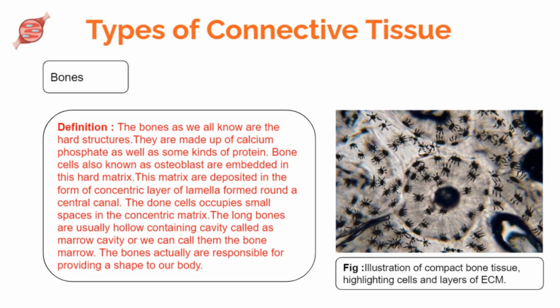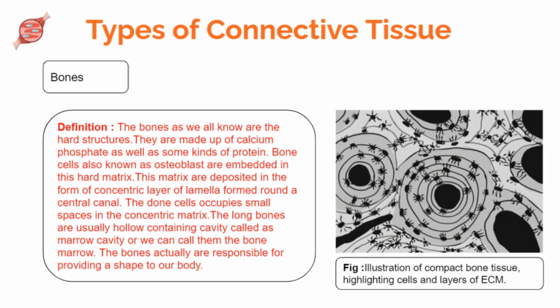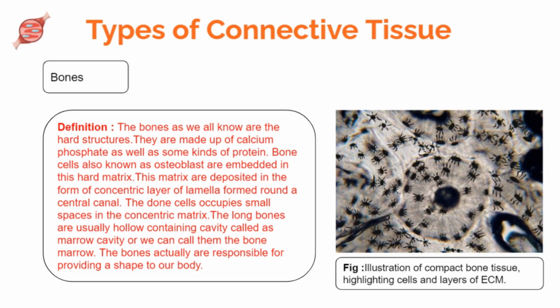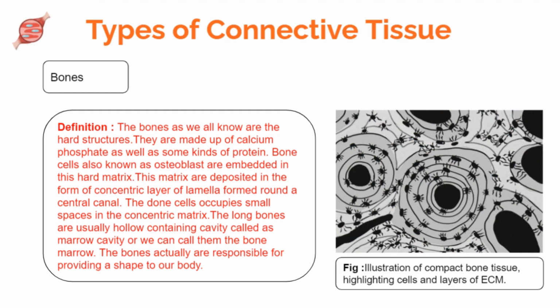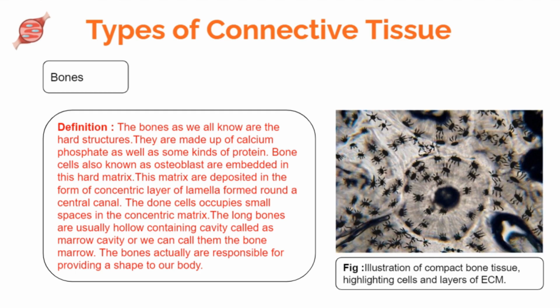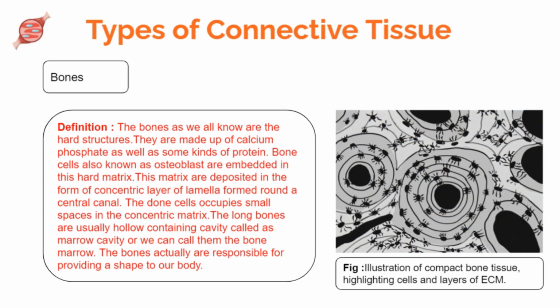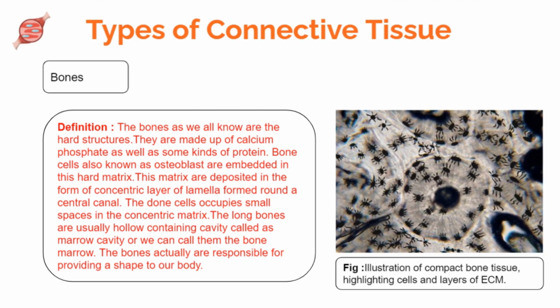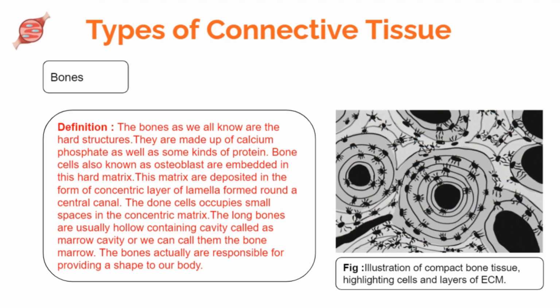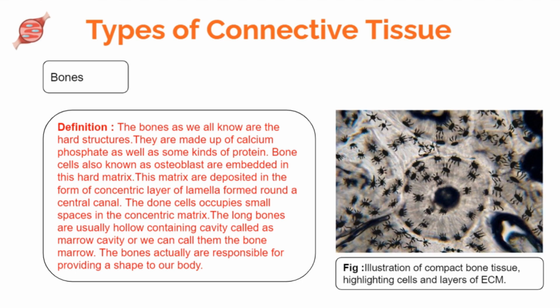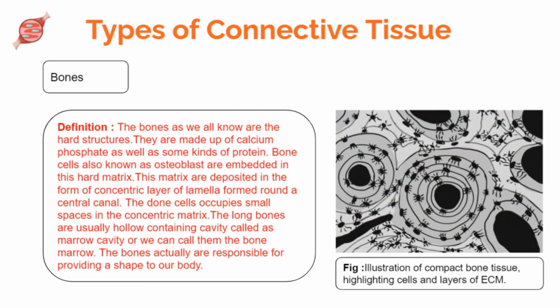Matrix is deposited in the form of concentric layers of lamina formed around a central canal. The bone cells occupy small spaces between the concentric layers of matrix. The long bones are usually hollow, containing a cavity called the marrow cavity, or we can call it bone marrow. The bones actually are responsible for providing a shape to our body.